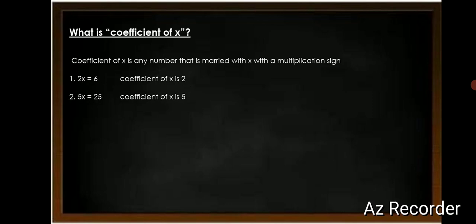If we look at the second example, 5x equals 25, the coefficient of x in this case is 5. And in this third example, 4p equals 24, the coefficient of p is 4.